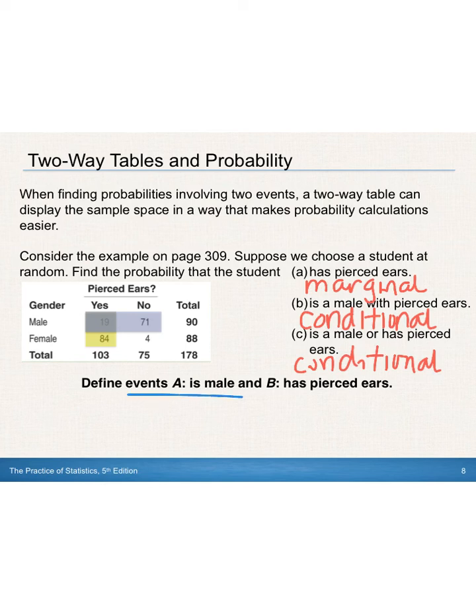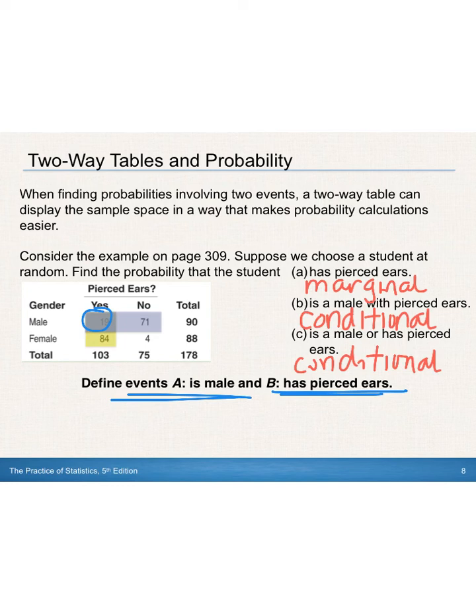The events we're talking about here are that A is male and B has pierced ears, and these two are not mutually exclusive events because there are some people that have both, whereas in this iteration male and female are mutually exclusive events, and having or not having pierced ears are mutually exclusive events, but a boy who has pierced ears, that's not a mutually exclusive event, and so we're going to have to look at that a little differently.